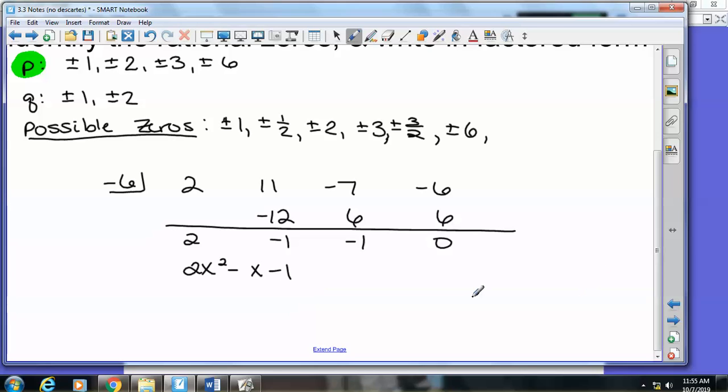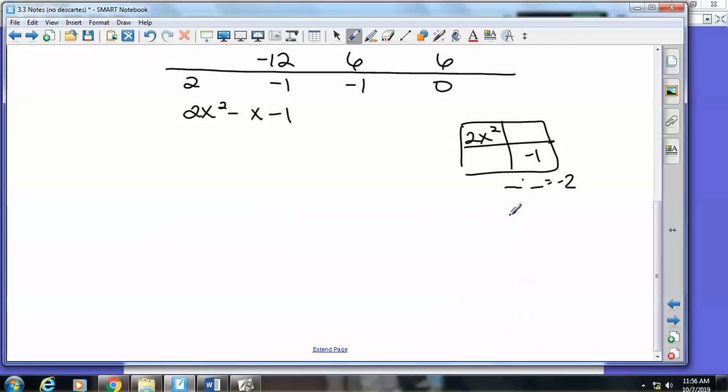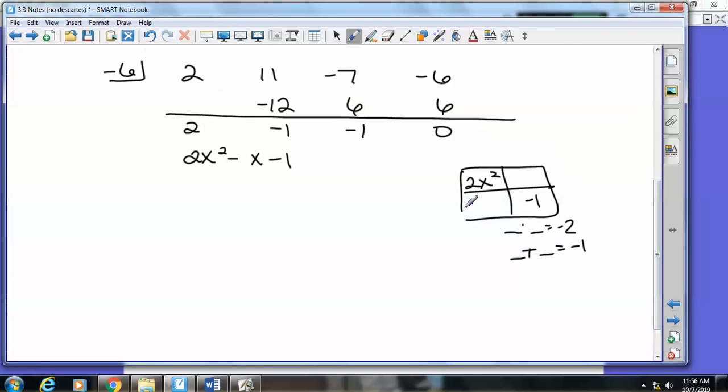Now what do we need to do? Box method. So those multiply to -2 and add to negative 1. So that would be -2x and +1. Factor. So I get 2x plus 1, x minus 1.